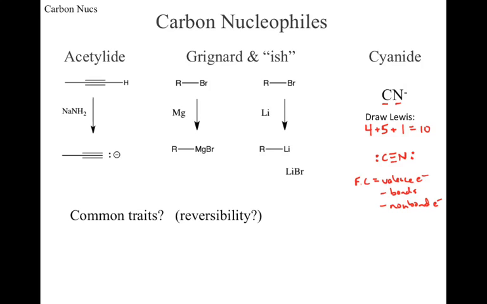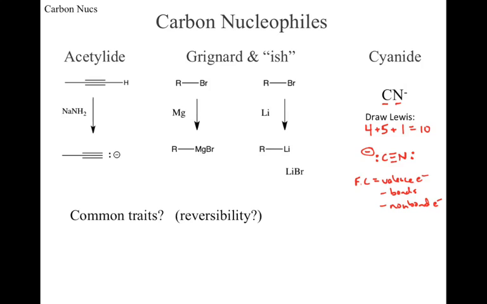So let's go ahead and check that. Carbon comes in with 4 valence electrons, minus the number of bonds. There's 3 bonds, so 4 minus 3 gets us 1, minus the non-bonding electrons. There are 2. 1 minus 2 gets us a negative 1 charge. Hey, look at that, a negative carbon. There's our carbon nucleophile.